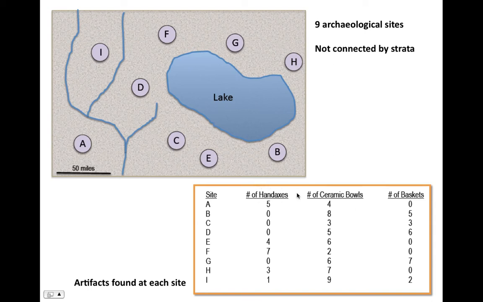For our purposes, we're also going to assume that hand axes are the oldest type of technology. Okay, they are the sort of VCRs in this scenario. And then ceramic bowls are the next oldest type of technology, and baskets are the youngest type of technology. Now, simply using the numbers of artifacts found at each of these sites, we can determine which site is the oldest and which site is the youngest.